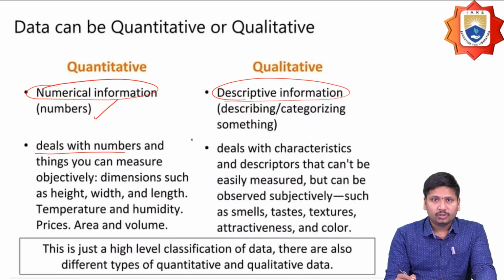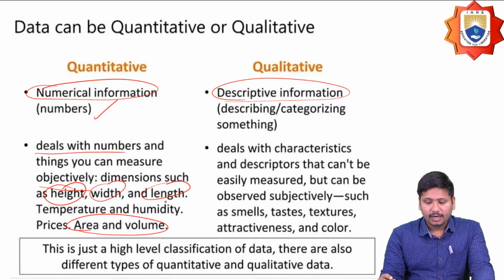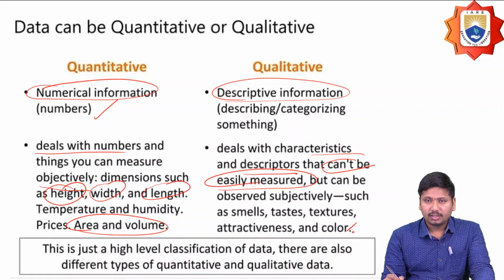It also deals with numbers, things you can measure objectively, such as dimensions in the form of height, width, and length, and temperature, humidity, and prices, also in the form of area and volume. And qualitative data deals with characteristics and descriptors that cannot be easily measured. Sometimes it is in the form of smells, taste, textures, attractiveness, and colors. These are some examples of qualitative data.